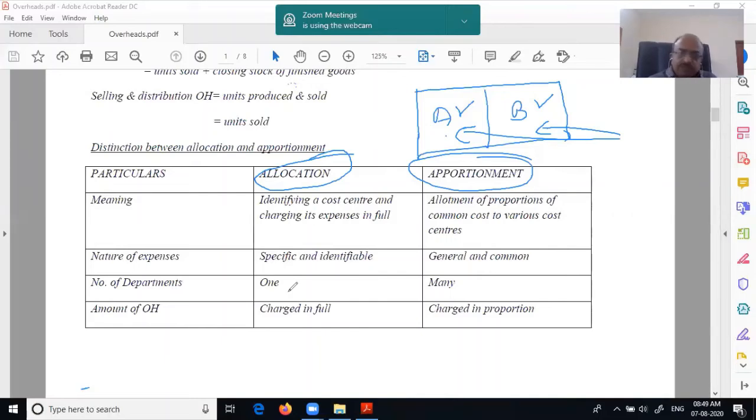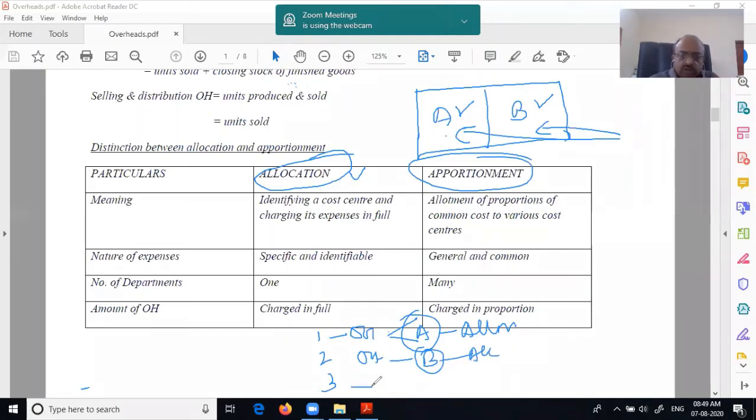Some overheads are specifically known to a particular department. That is called allocation. Therefore, your first step is allocation. Suppose so many overheads are there. First overhead you take, you see, can I identify specifically with which department? Yes, you can identify. This one is really relating to A. Therefore, you allocate it. Then the next one, this one is relating to B, specifically allocated. That comes under allocation.